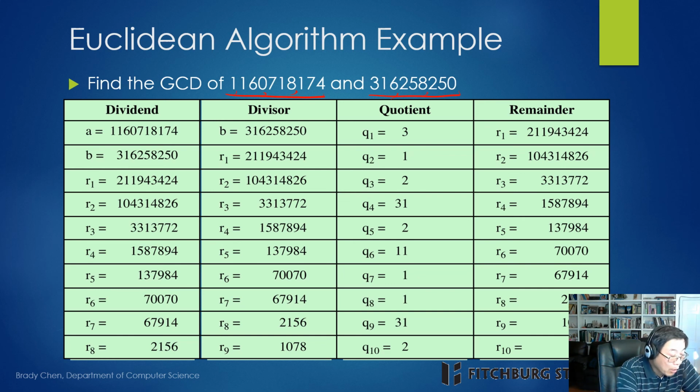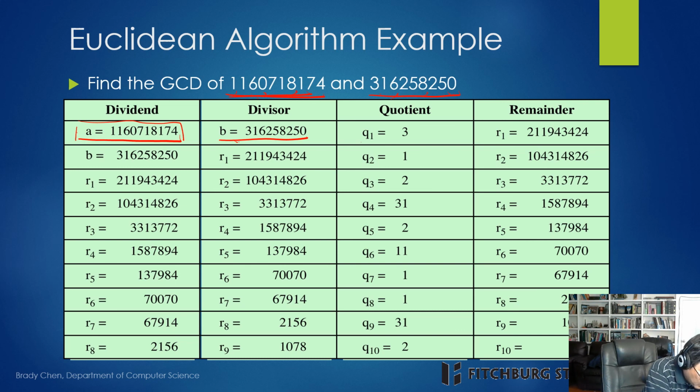Now using the Euclidean algorithm, we can repeatedly use a formula that reduces the problem into the greatest common divisor problem of a smaller number. So let's say A is this number, the bigger number. B is the smaller number, because the first number is bigger than B, since it has one more digit. So the first thing we're going to do is divide A by B.